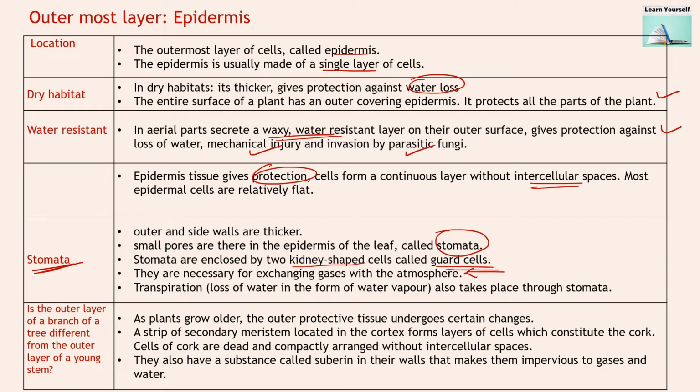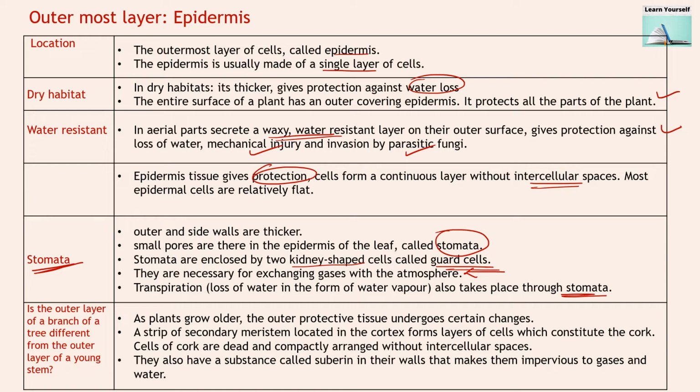Now transpiration. What is transpiration? Transpiration is the water loss from the surface of the leaves. It also takes place through the stomata. So stomata is a part of epidermis, and they are responsible for the gaseous exchange and transpiration of the plant.